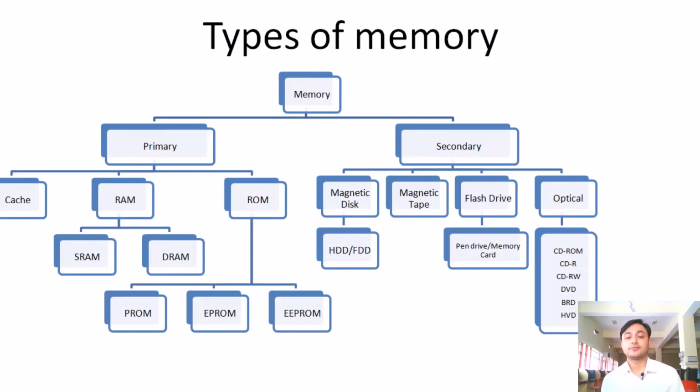In case of secondary, there are many different types of memory, that is magnetic disk, then tape, then flash drive, then optical. In magnetic disk, there is a hard disk, then floppy disk. In flash drive, there is a pen drive and memory card. In optical, there is a CD-ROM, then CDR, then CD rewritable, then DVD, then BRD, Blu-ray disc, then HVD. So these are all the types that come under the optical memory.